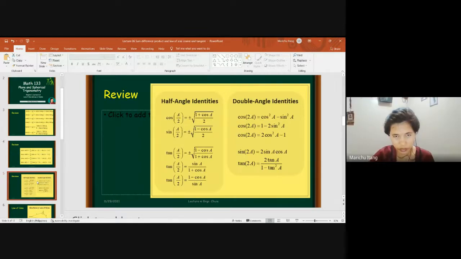So we are on the half angle and the double angle. Here we have cosine 2A, which is a double angle: cosine squared A minus sine squared A. Another formula for cosine 2A is 1 minus 2 sine squared A. It's similar to cosine squared A minus sine squared A. For the double angle of sine, we have 2 sine A cosine A. It's totally different from the formula for the cosine.